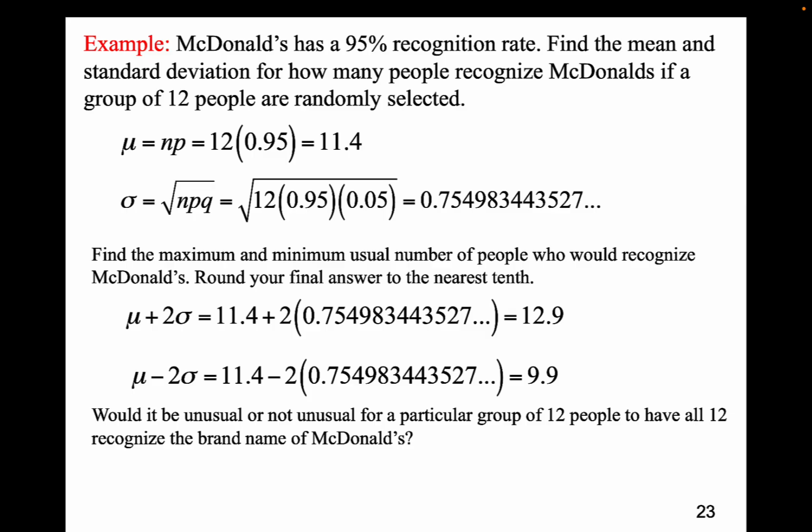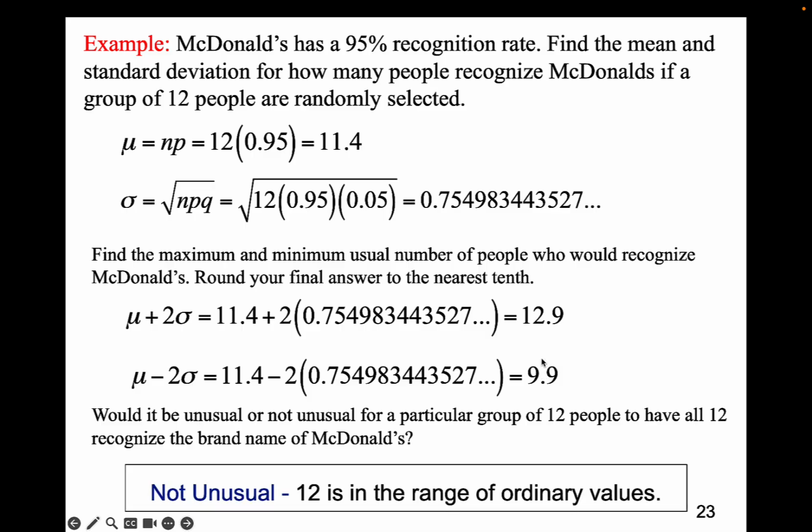Would it be unusual or not for a particular group of 12 people to have all 12 of them recognize the brand name McDonald's? The answer is going to be no, because 12 is between these two, the max and min. It makes 12 in the usual range. So no, this would not be unusual. 12 is in the range of ordinary values.